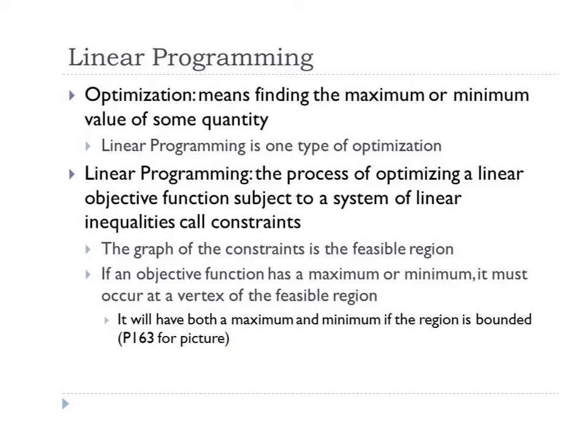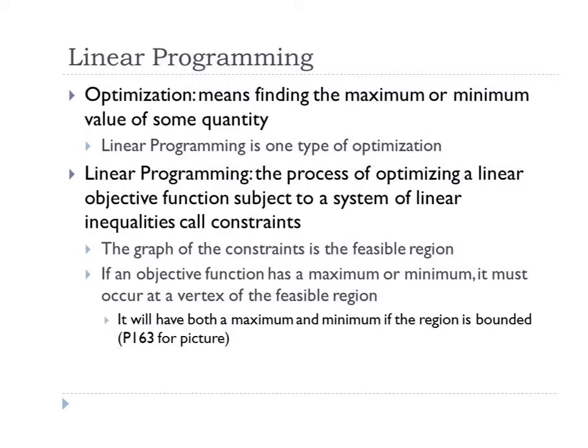So our first word for today is optimization, and optimization means finding the maximum or minimum value of some quantity, right? So if you are a business owner and you want maybe to optimize production, I want the maximum objects produced, or maybe you want to minimize cost, and so that's where optimization comes in. And so linear programming is just one type of optimization tool.